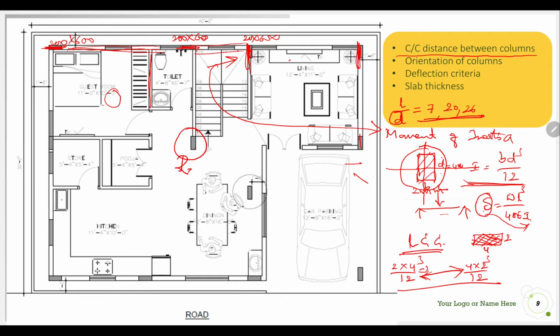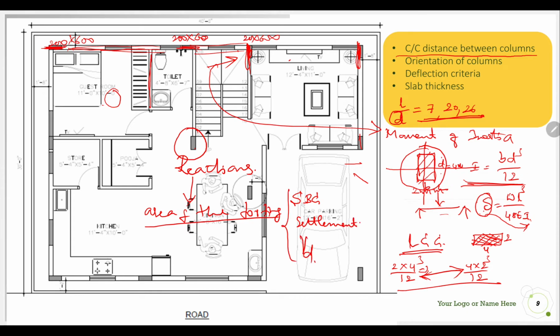you need to calculate what are the reactions at the base of the column. Once you calculate the reactions at the base of the columns, from those reaction loads you can calculate the area of the footing. Once you get the load on the base of each column, you can calculate the area of the footing by using SBC and settlement and dry density. All these data you will be getting from the soil testing report.